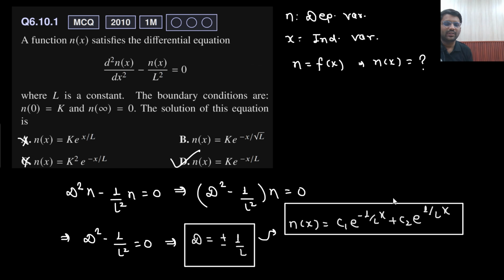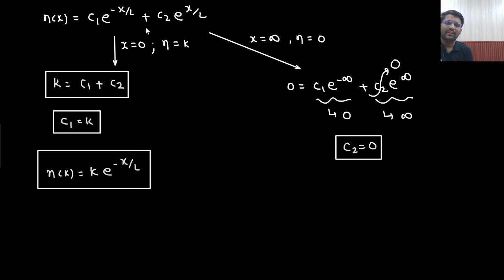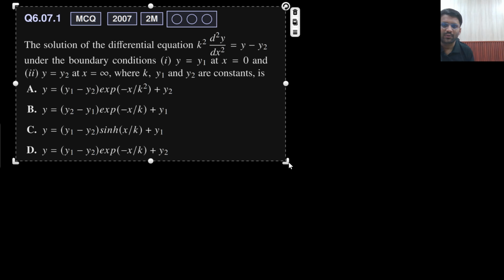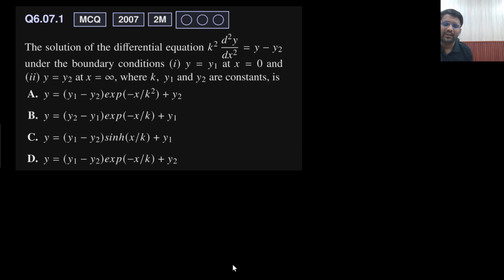If you have good enough practice, then these kinds of questions will be solved without picking up the pen. Otherwise, you can solve it this way: this is the equation, put the values. You know that at infinity this will tend to infinity, but C2 has to be 0, and C1 will be equal to k. Let's go to the next question. This is actually a very good question.